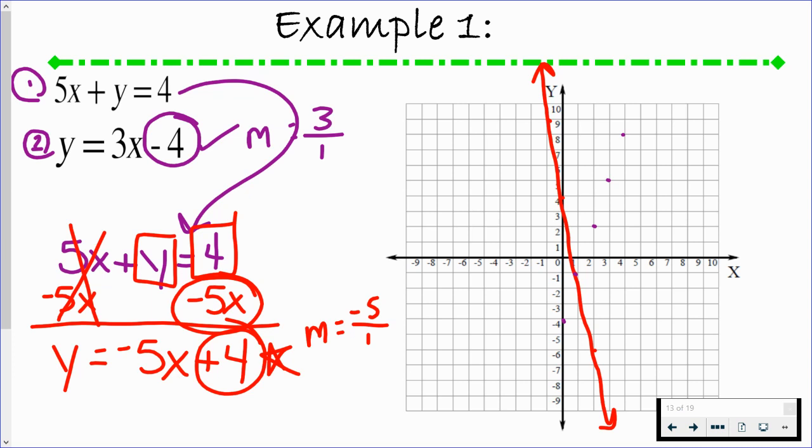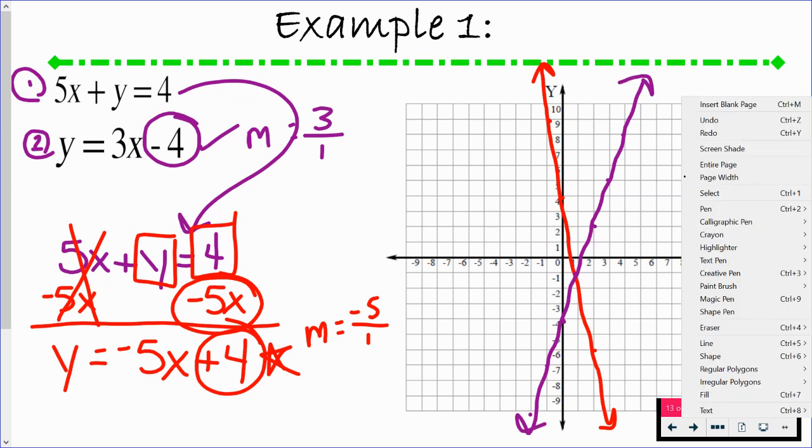Now I'm going to go down 3, left 1, down 3, left 1. And here comes my line, my squiggly line.